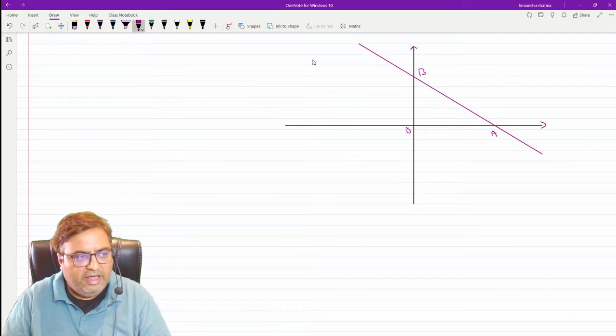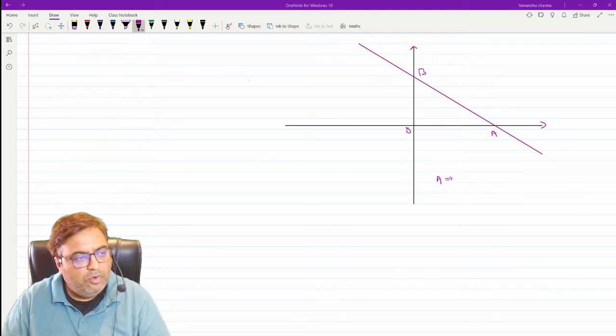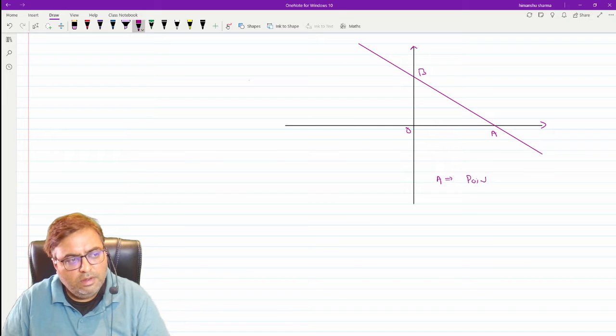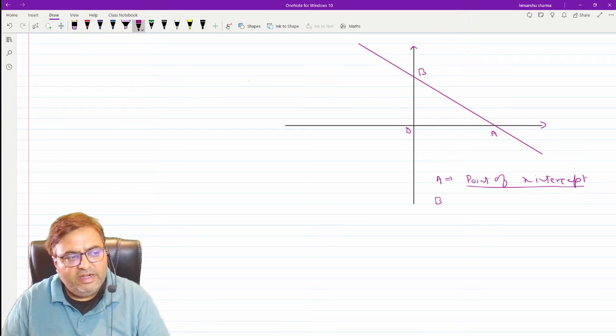So here this A is called what? This point A is called the x-intercept. This A is called the point of x-intercept. So the point where the line intersects the x-axis, not necessarily positive or negative, it can be anywhere. The point where it intersects the x-axis is called the point of x-intercept, and the point where it intersects the y-axis is called the point of y-intercept.